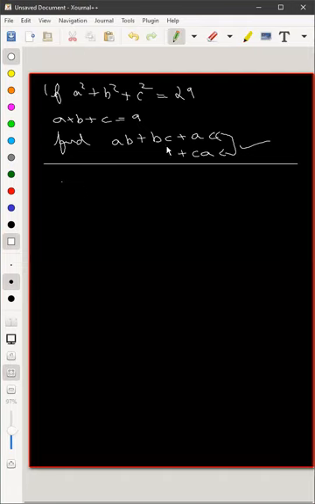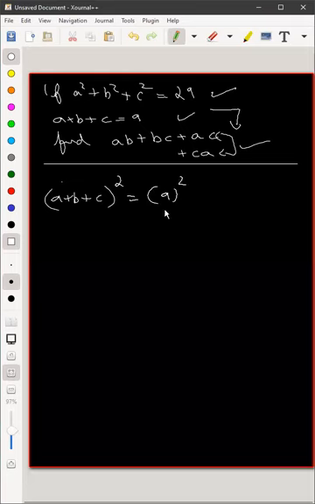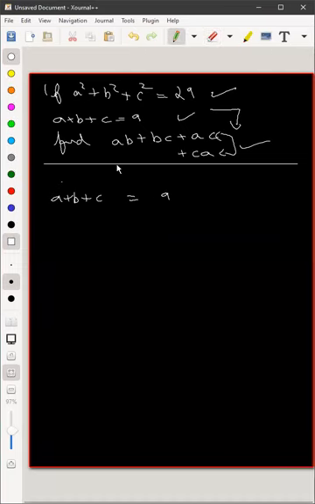Samita, let's solve this. We're given two facts. One is a squared plus b squared plus c squared is 29, and the other is a plus b plus c is 9. Out of these two, which identity or expansion do we know which will enable us to find out ab plus bc plus ac? So a plus b plus c, the whole thing square, is equal to a square plus b square plus c square. Right, so that's the only way we know. So let's start with a plus b plus c is equal to 9. Isn't this our starting point?